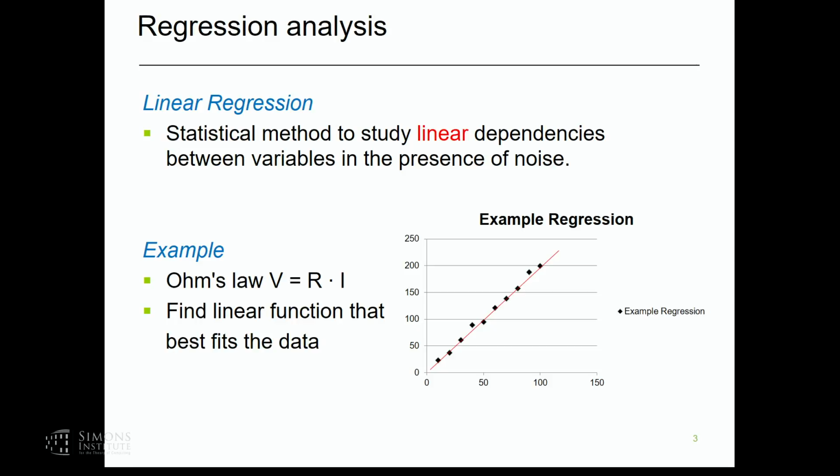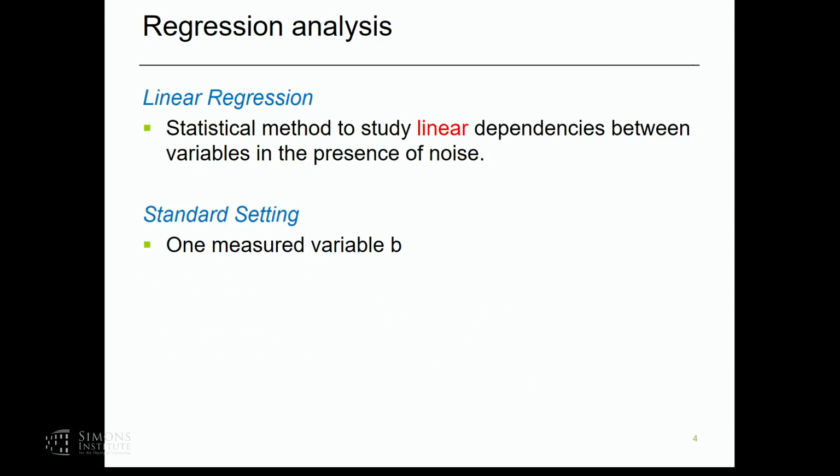And there are many different notions of what it can mean to best fit something. Oftentimes there's no line that goes through all of the points, because you have noisy data, etc. Okay, so just to set up some notation, in the standard setting, we typically have one measured variable b. This was the voltage on the previous slide. And we have some number of predictor variables, a1 through ad. So d was equal to 1 on the last slide, and a1 was just the current.